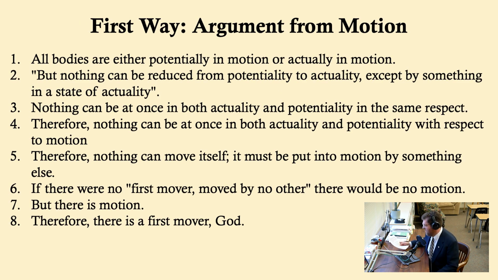The first way is the argument from motion. It argues that all bodies are either potentially in motion or actually in motion. So everything that exists, a body in motion, is either potentially in motion or actually in motion. So if I look out and I see a flag waving on the flagpole, that is actually in motion. If there's no wind and the flag is just dropped down, it's potentially in motion, and everything is either moving or could move.